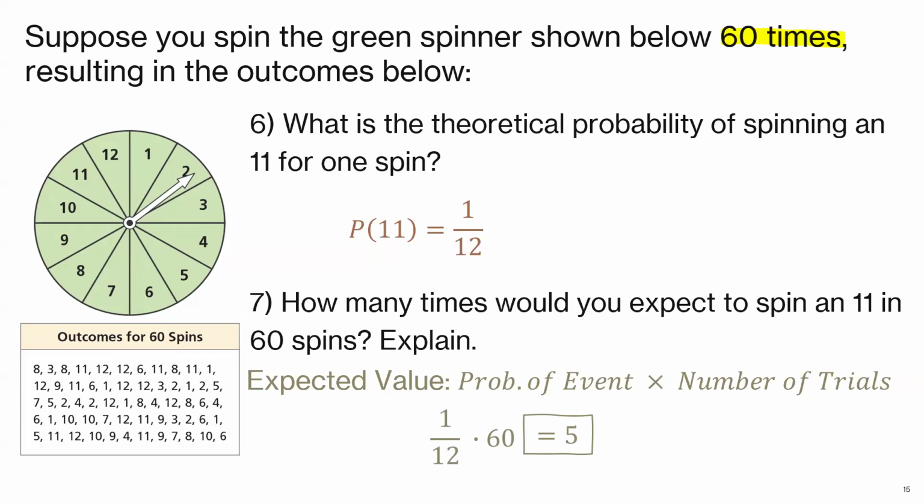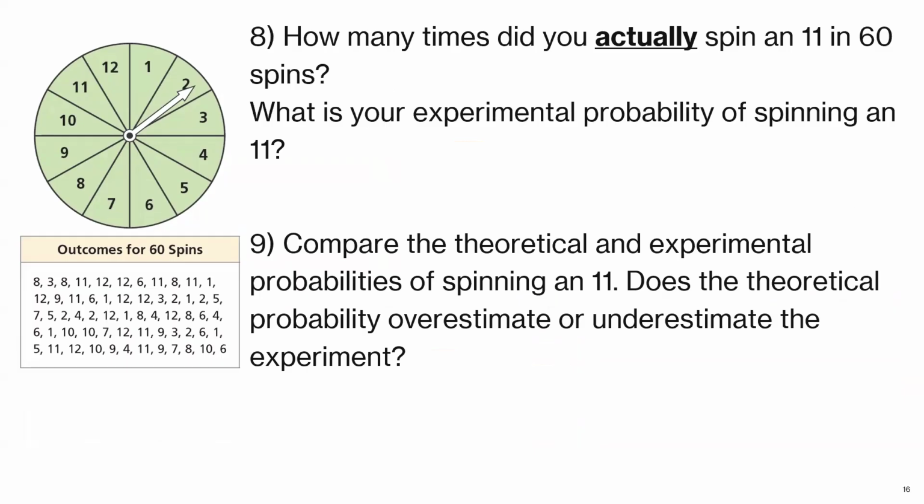Now you can see here underneath the spinner that we have the actual outcomes for somebody that spun this 60 times, and maybe we got 11 5 times, maybe it's more, maybe it's fewer. It just depends on the spin. Not every outcome is going to come out perfectly, okay? So with that, it says, how many times did you actually spin an 11 in 60 spins? What is your experimental probability?